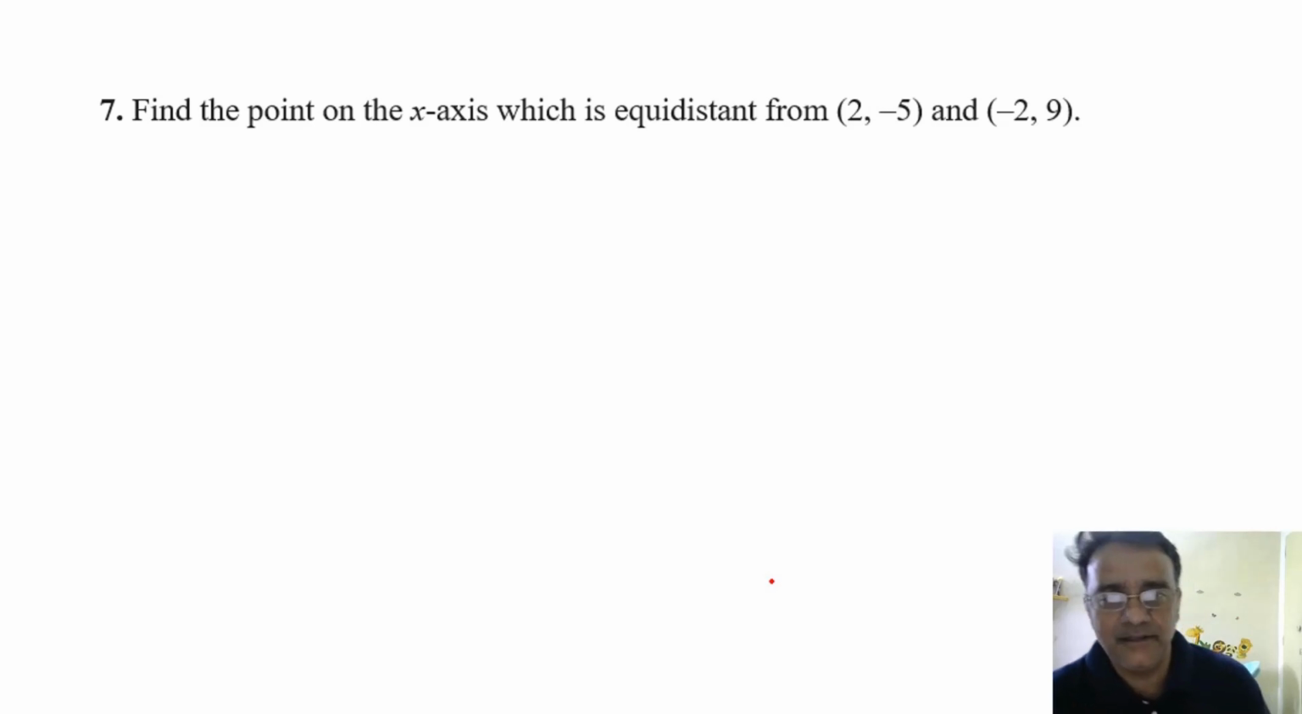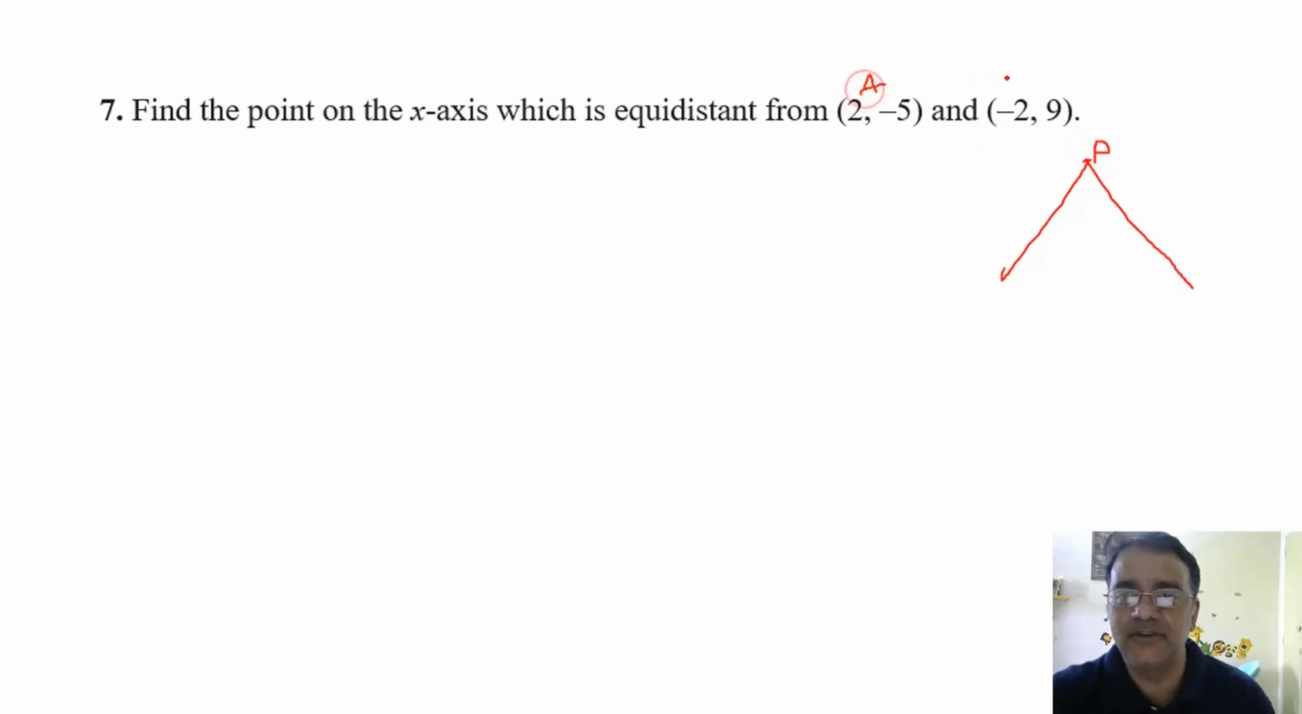Find the point on x-axis which is equidistant from 2, -5 and -2, 9. So this is one of the type of question I told to find the point on x-axis or y-axis. ठीक है, तो यहाँ पे देखो, suppose P point is there and this is A and this is B. So equidistance means equal distance.